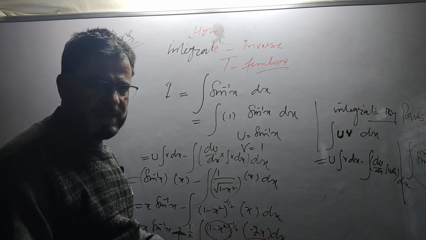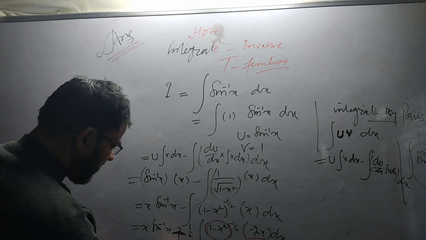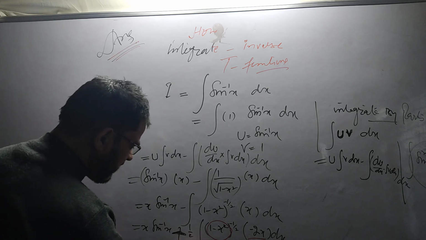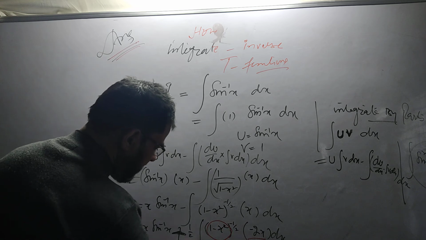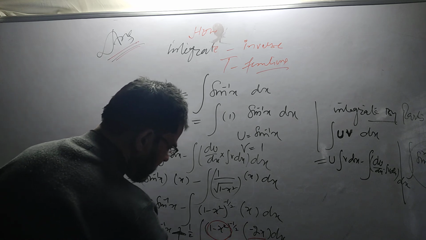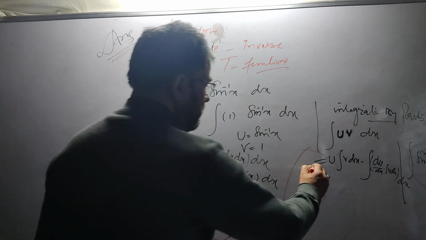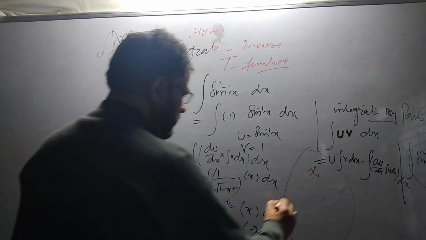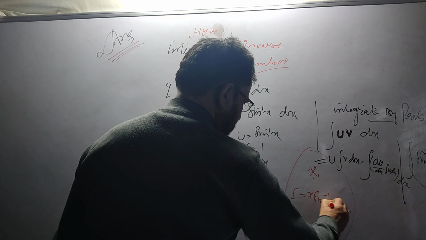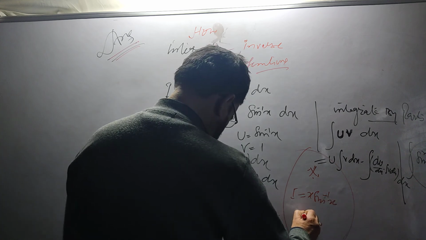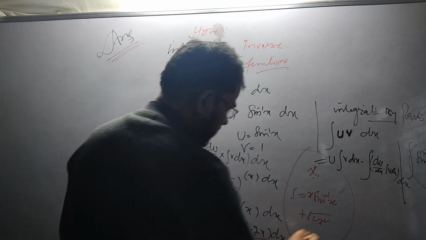So you know what it is? The integral of f x to the power n times f dash x is f x to the power n plus 1 by n plus 1. You can write it now: x sine inverse x plus 1 by 2 into 1 minus x square raised to the power minus 1 by 2 plus 1, divided by minus 1 by 2 plus 1, plus c. So this comes out to be I equals x sine inverse x, the 1 by 2 cancels, plus under root of 1 minus x square, plus c.